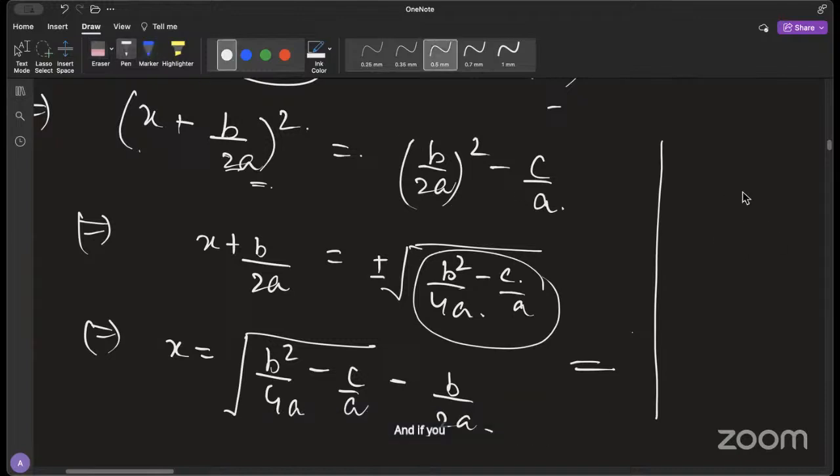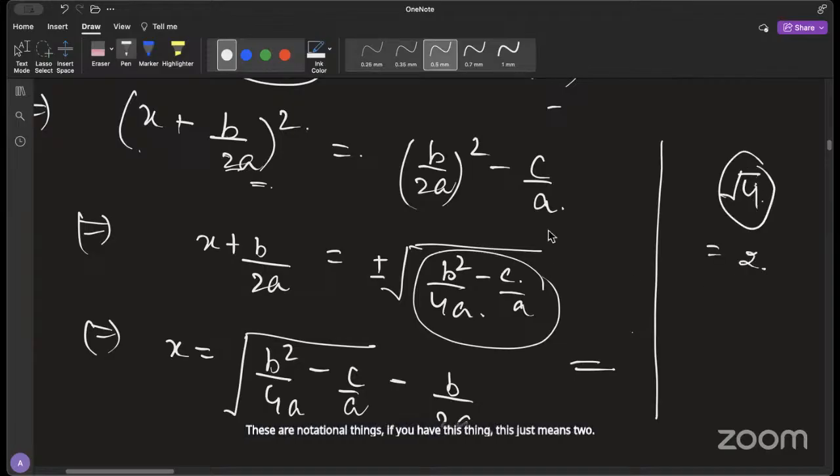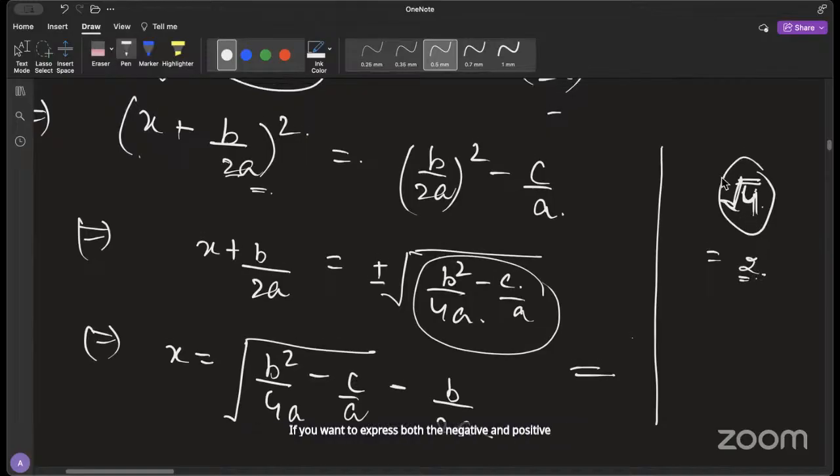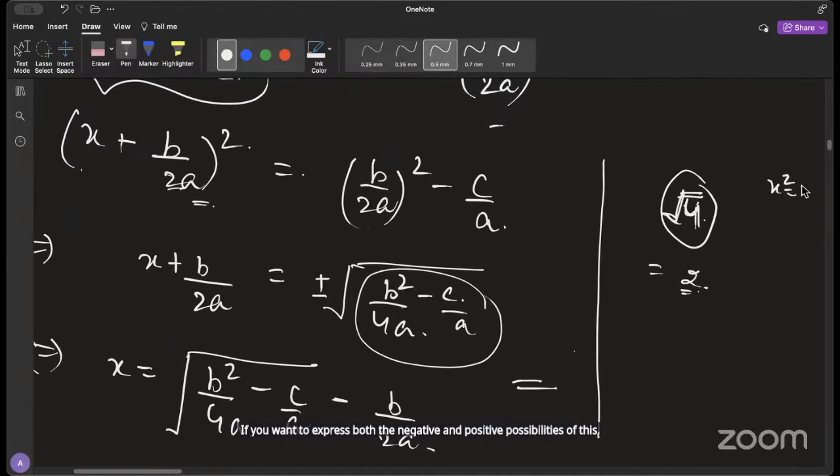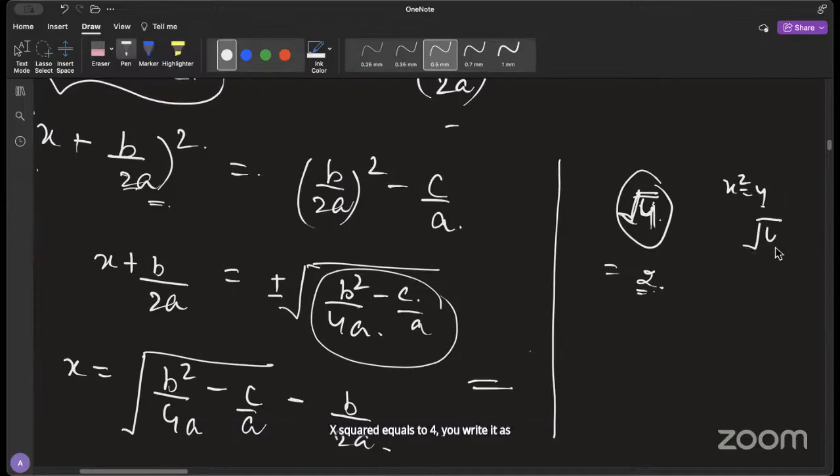And if you see something like this, these are notational things. If you have this thing, this just means 2. So when you see the square root of 4 written, this is just the positive one. If you want to express both the negative and positive possibilities of x square equals to 4, you write it as plus minus square root of 4. This just means the positive part.